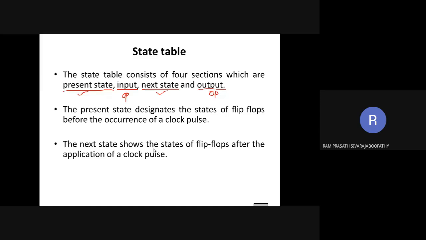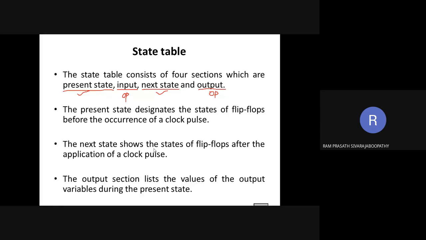Clear? The output section lists the values of output variable during the present state. So இப்போ present stateல என்ன inputs இருக்குதோ அதை பேஸ் பண்ணிட்டு எனக்கு output variables நான் generate பண்ணிக்கணும். Present state, then present input. இதெல்லாம் சேர்த்து தான் present output இருக்கும். Clear? So we'll be having 4 parameters: present state, input, next state, and output.